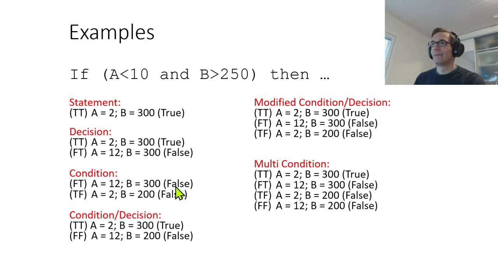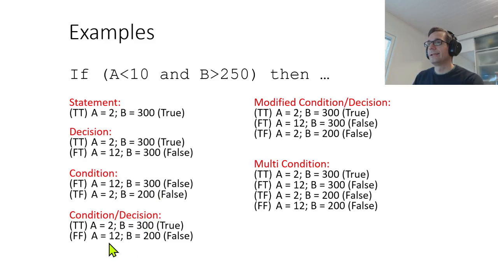The first one evaluates the first statement completely as false because A is greater than 10. So the entire statement is false because of this AND statement here. And in the second one, the part B is false, so therefore the entire statement is false. So the next one is condition decision coverage.